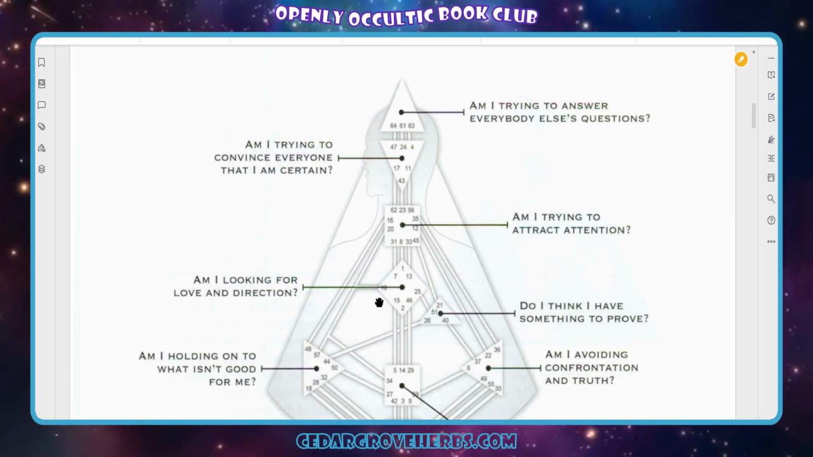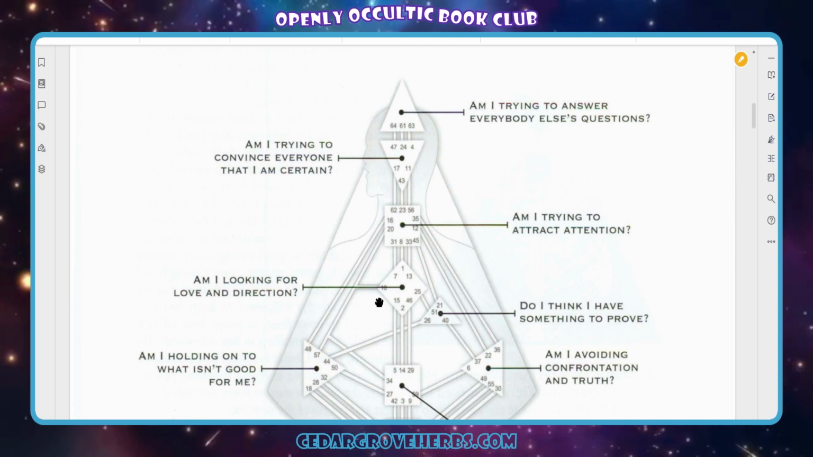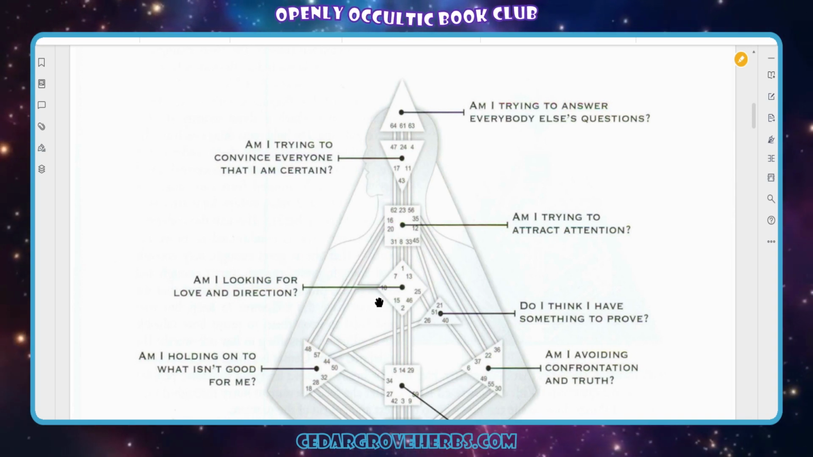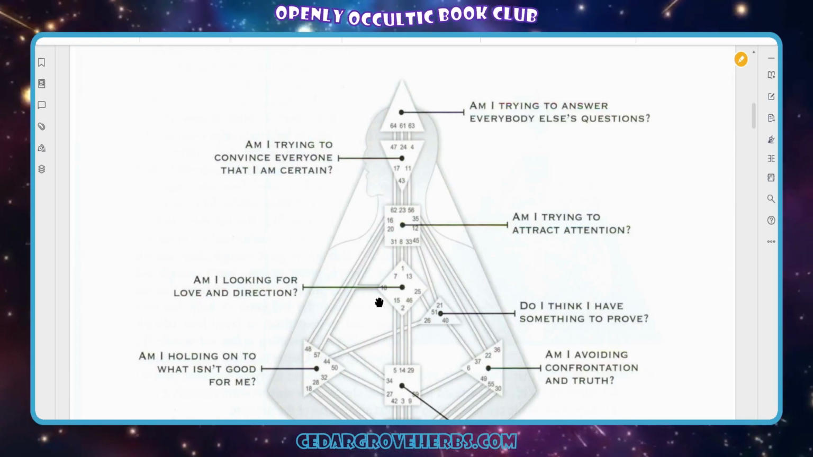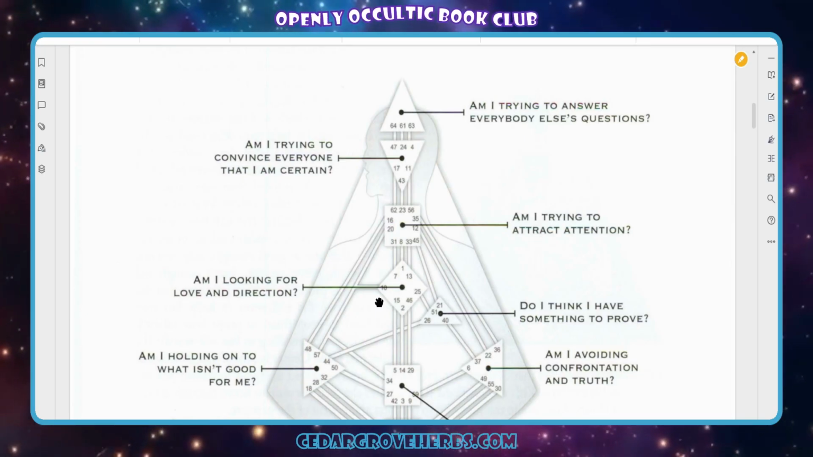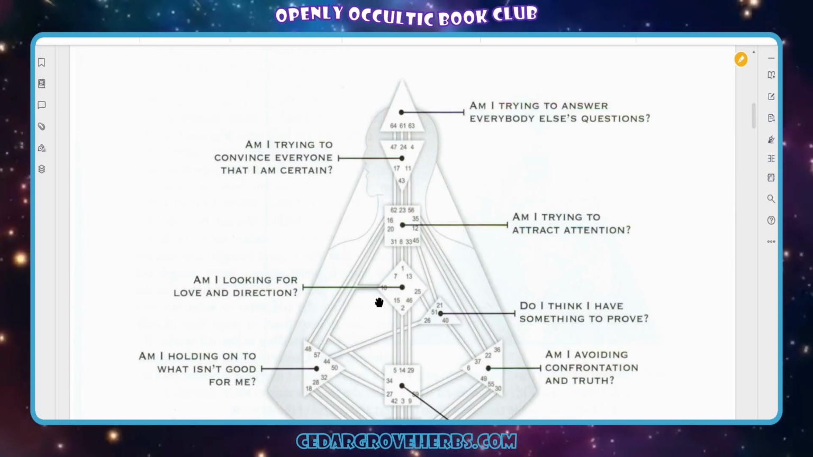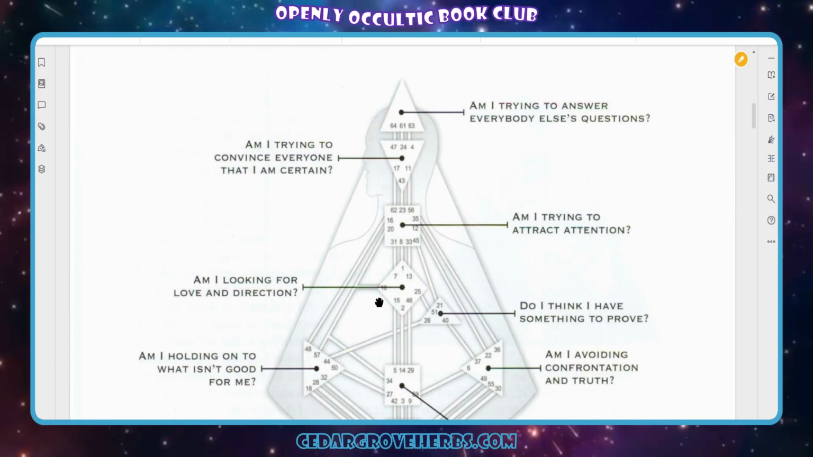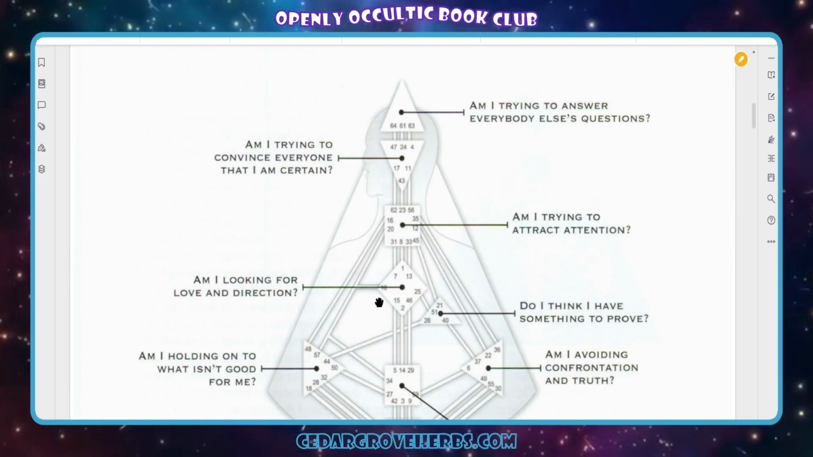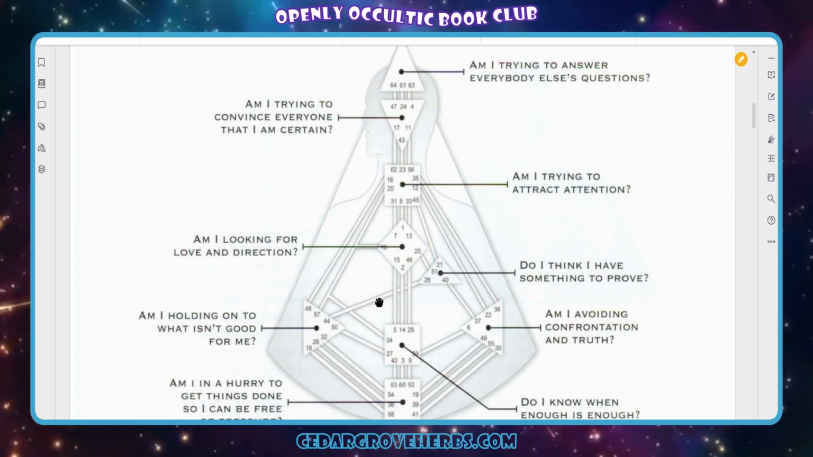But regardless, if you have your chart and you see you have an open center for your head center, the question is, am I trying to answer everybody else's questions? For the third eye or Ajna center, the question is, am I trying to convince everyone that I'm certain? Those are the questions that the open center is trying to seek out answers to, is what I'm getting from this.